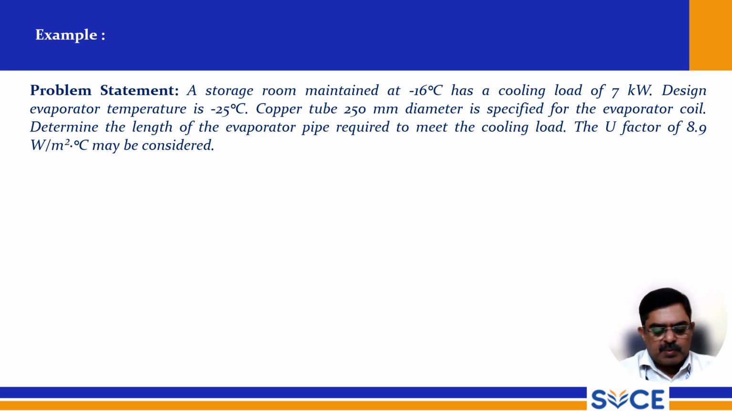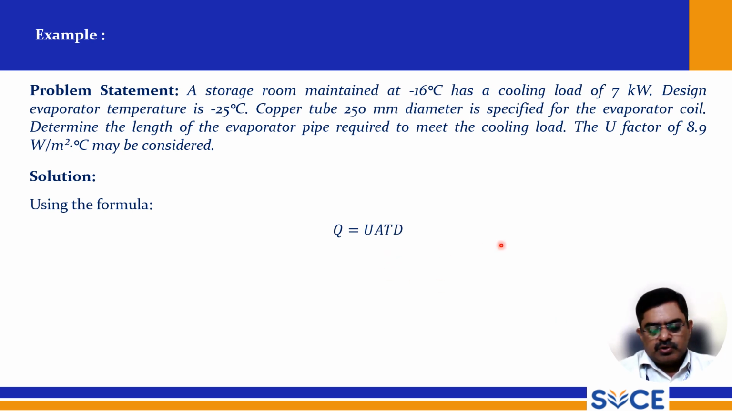So we will see one problem on this, a simple problem. A storage room maintained at minus 16 degrees Celsius has a cooling load of 7 kilowatt. Design an evaporator; the evaporator temperature is minus 25 degrees Celsius. A copper tube having a diameter of 250 millimeter is specified for the evaporator coil. Determine the length of the evaporator pipe required to meet the cooling load. The U factor is 8.9 watts per meter square degree Celsius, so U is also given and can be considered, and the solution is straightforward.